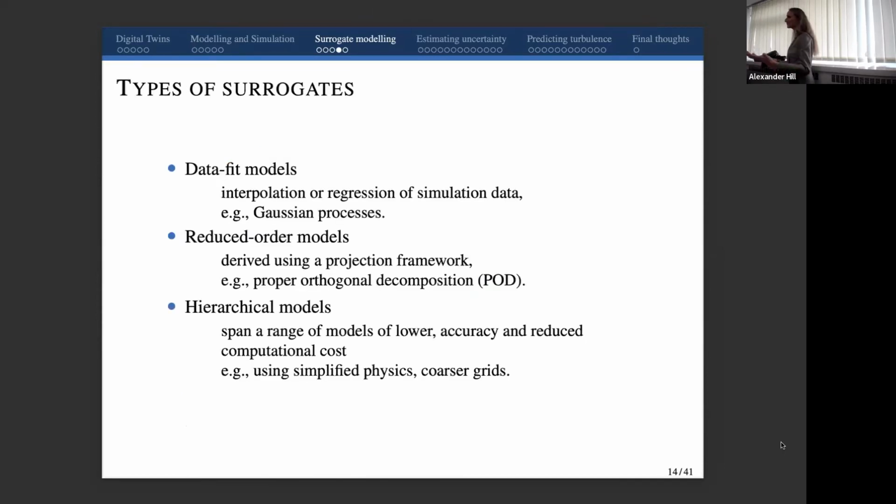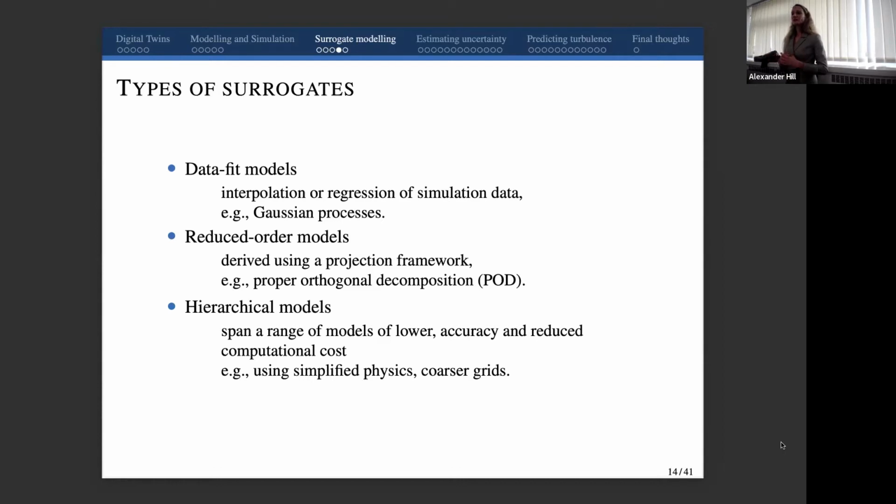There are different types of surrogates, of course. So we mentioned interpolation. So we have these data fit type models. Interpolation means that the model for a given input matches exactly the output. That's the interpolation. And we can have some stochastic interpolation, that's Gaussian processes. But we also have other types of surrogates.